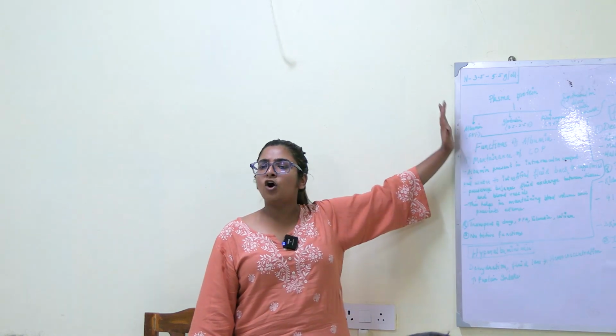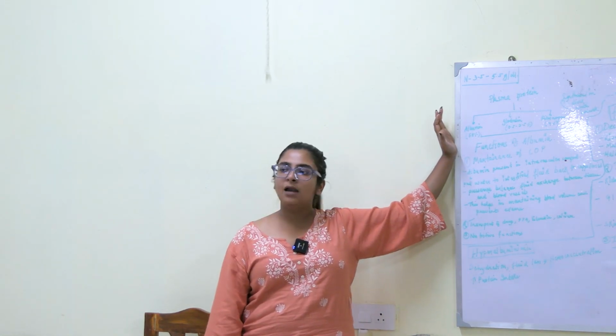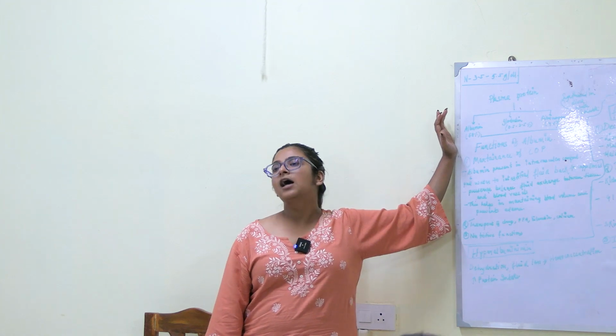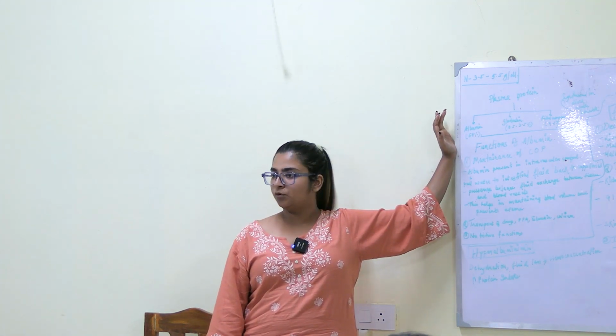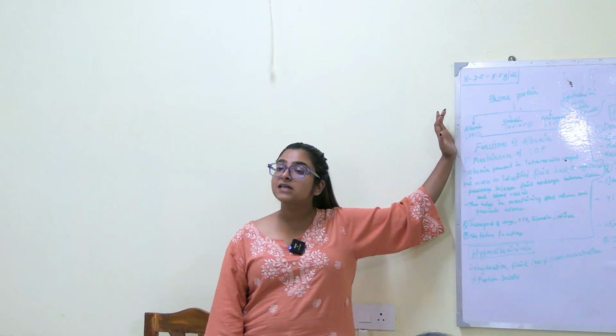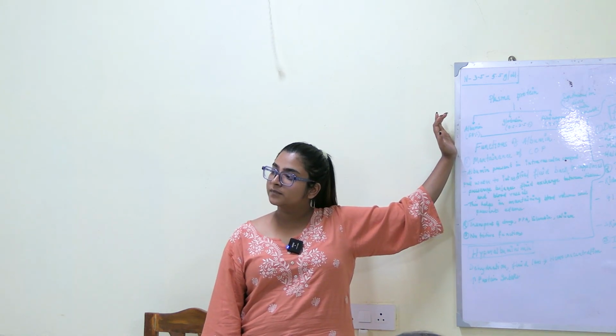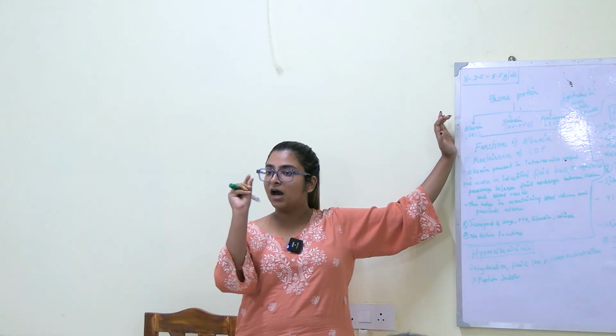Now, plasma protein, how many types are there? Three types: albumin, globulin and fibrinogen. Albumin is the most abundant plasma protein in our body, almost 50%. Where is this albumin produced in our body? In the liver, by the hepatocytes.